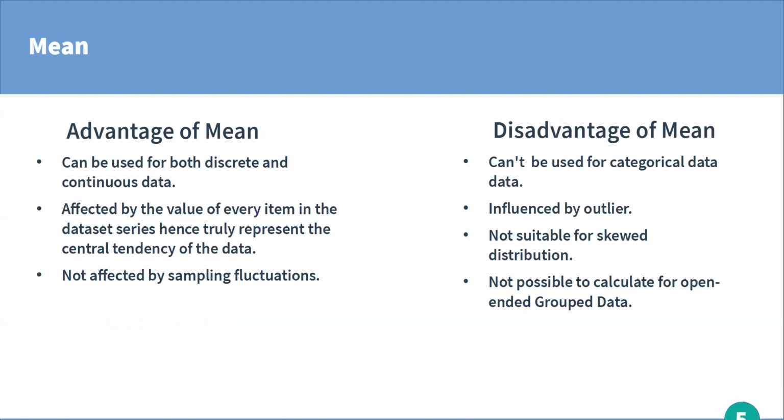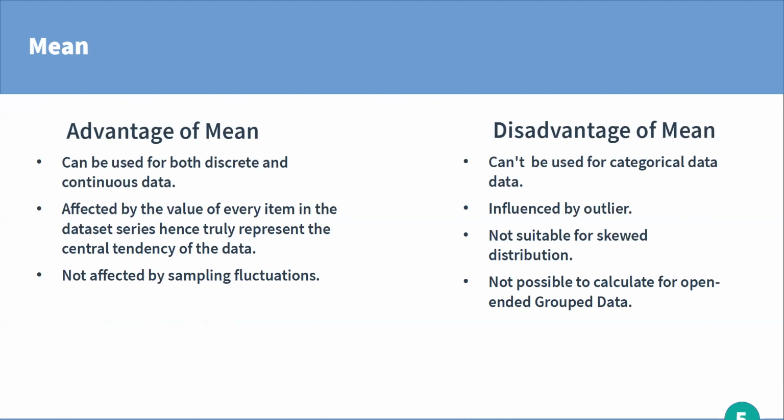Let us look into advantage and disadvantage. So advantage is that it can be used for both discrete and continuous data. And since all the data in a data set are used here, it gives a true representation of central tendency of a data. And it is not affected by the sampling fluctuation.